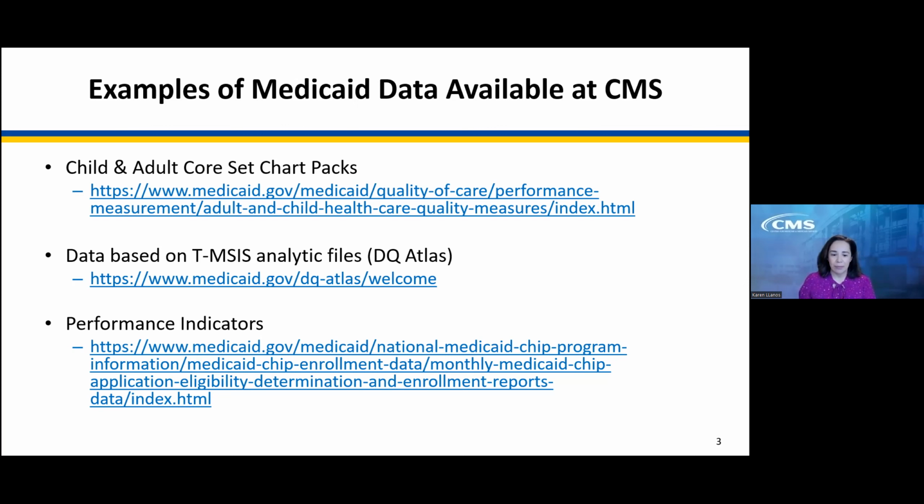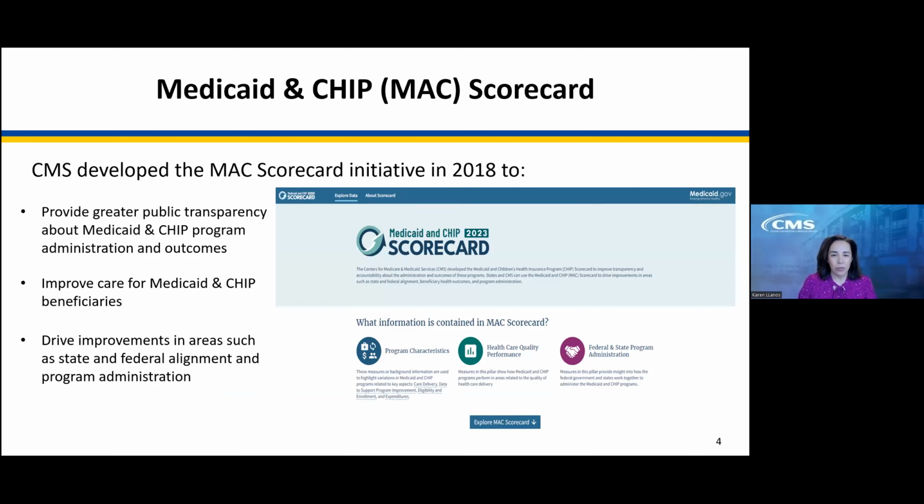These are just a few examples of what's available, but with this availability comes lots of opportunities to say something, as I said, to start piecing together different types of Medicaid stories. One of the ways that we are piecing these things together is through the Medicaid and CHIP scorecard. So this is an initiative that we developed and started in 2018. It is essentially a public reporting tool designed to provide a lot of transparency around some key metrics for the Medicaid and CHIP program administration outcomes.